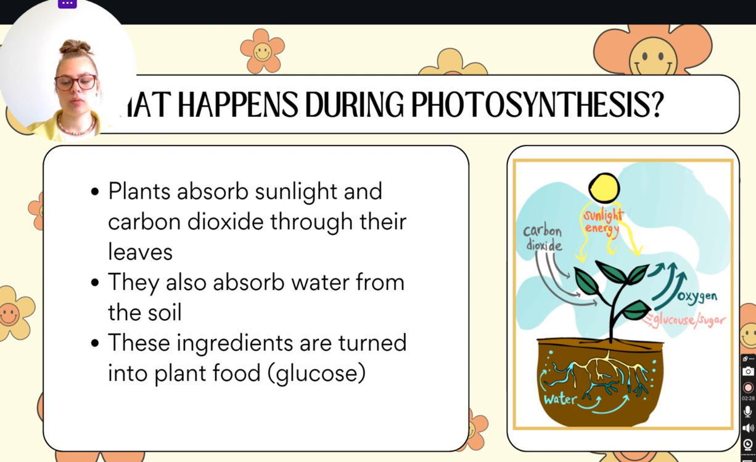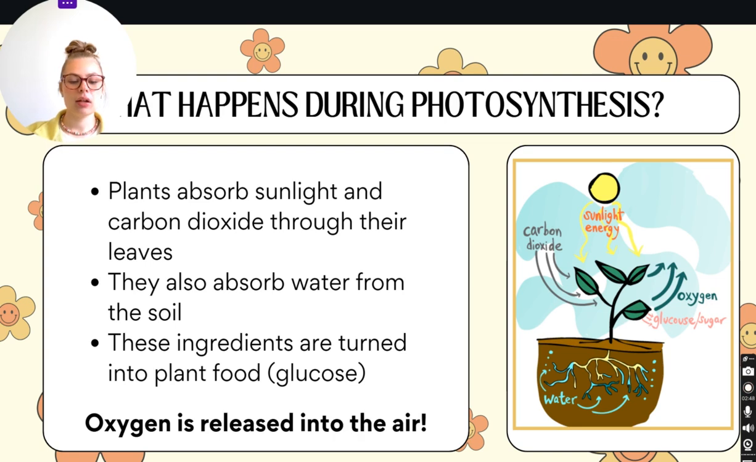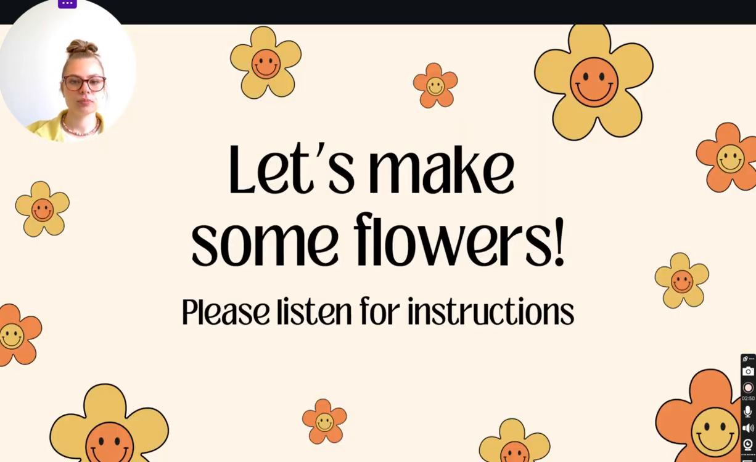Next, this diagram on the right is really nice. So as you're presenting the slide, use the diagram on the right to show them where everything is happening. So plants absorb sunlight and carbon dioxide through their leaves. They also absorb water from the soil, so you can show where all 3 of those things are happening on the diagram. And then these 3 ingredients are turned into plant food, also called glucose, and you can show that. And finally, oxygen is released into the air.